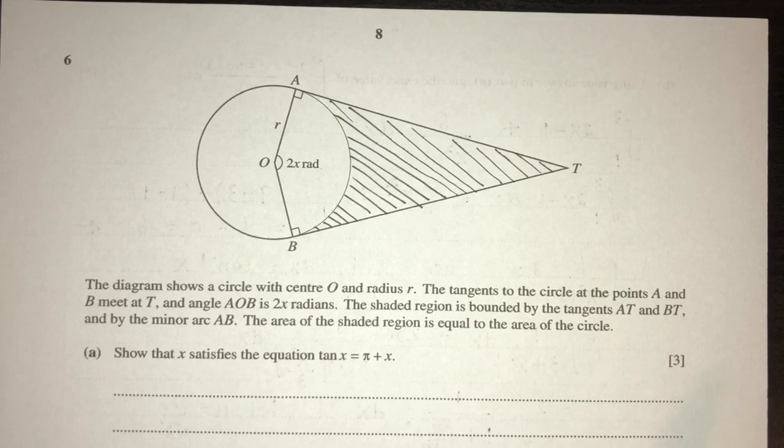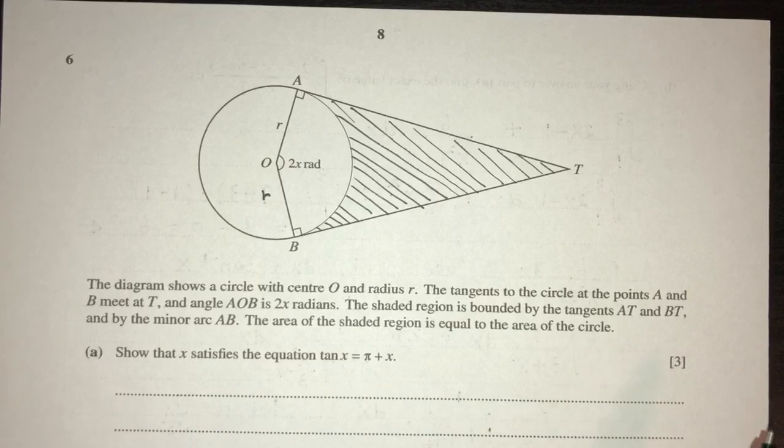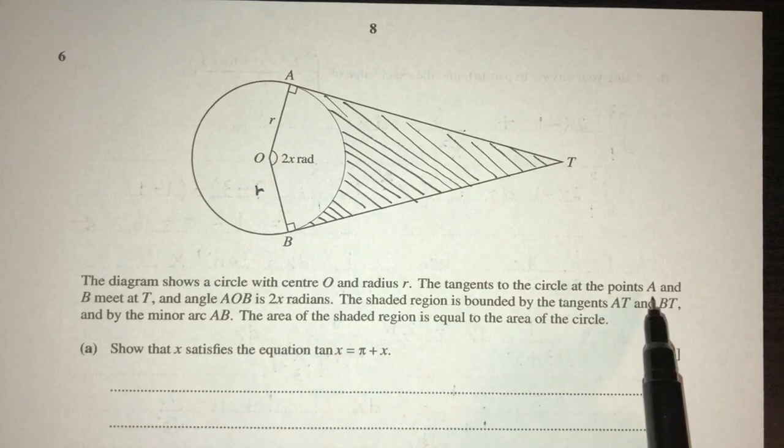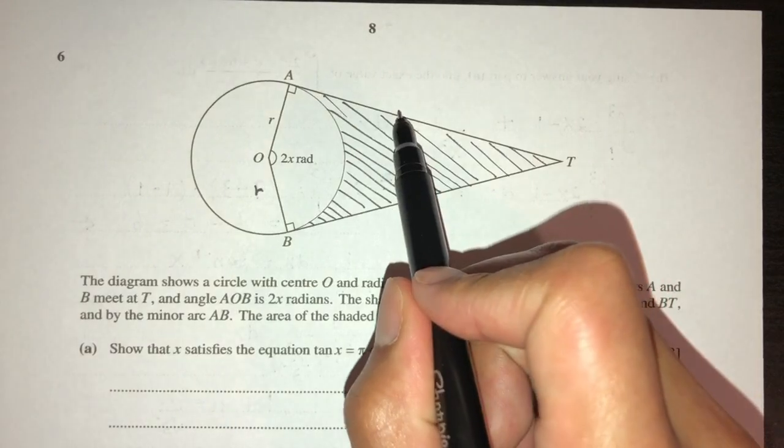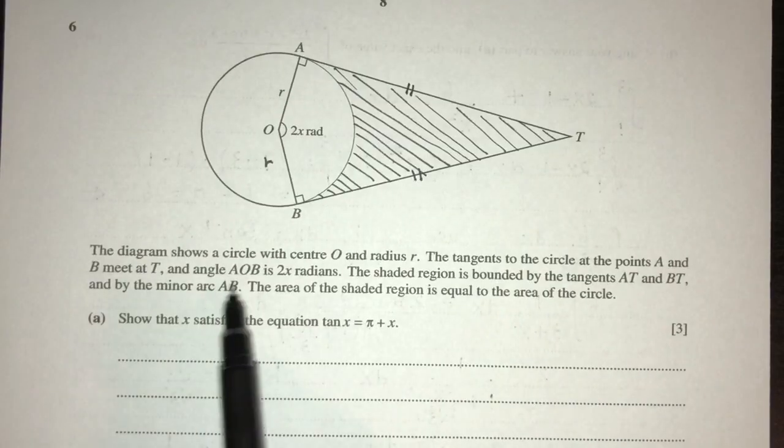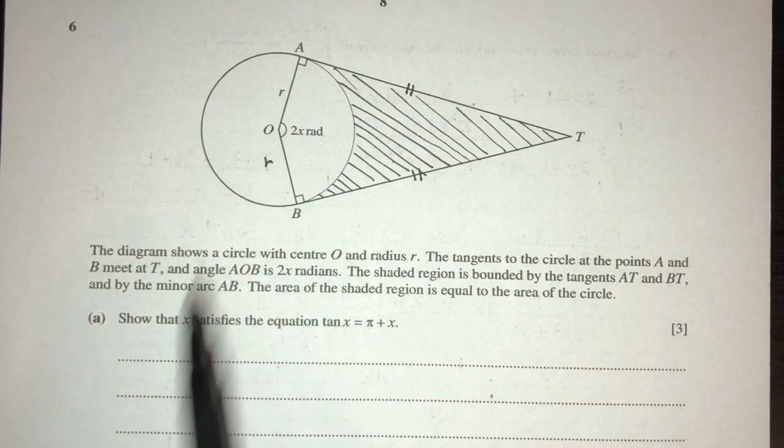The diagram shows a circle with center O and radius R. This is the radius R, okay? Now the tangents to the circle at the points A and B meet at C, so these two have to be the same, okay? Now the angle AOB is 2x.